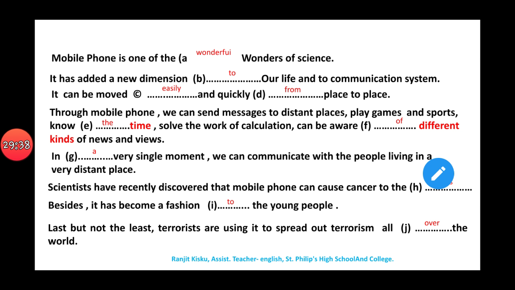Through mobile phone we can send messages to distant places, play games and sports, know the time, solve the work of calculation, can be aware of different kinds of news and views in a very single moment. We can communicate with the people living in a very distant place. Scientists have recently discovered that mobile phone can cause cancer to the users. Besides, it has become a fashion to the young people. Last but not the least, terrorists are using it to spread out terrorism all over the world.